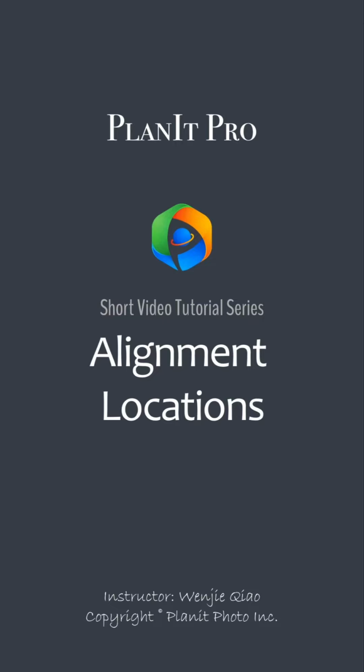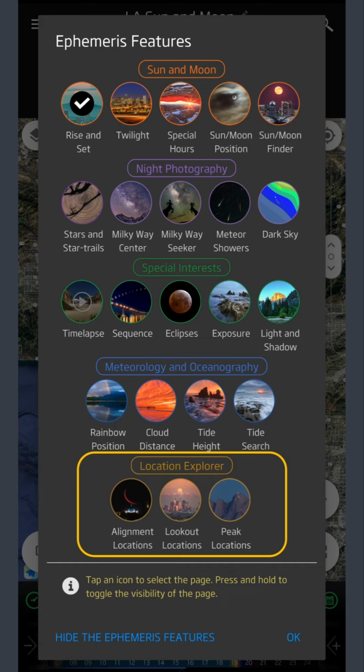Today, let's talk about the alignment locations feature. It is a new feature that was added since 10.3.0. If you're still on an older version, consider upgrading to the latest version from the Google Play Store or Apple App Store. The entry point to this feature is from the firmware page chooser.